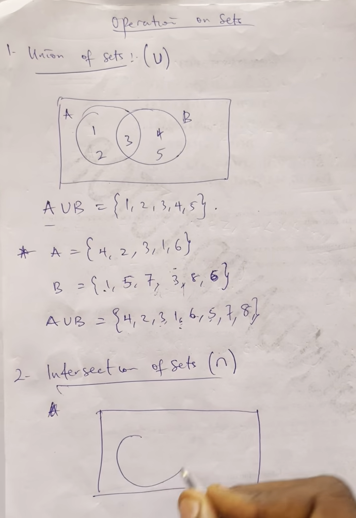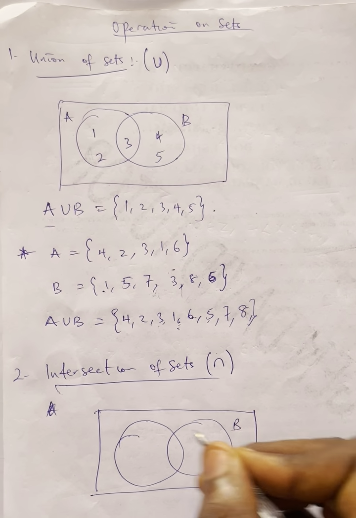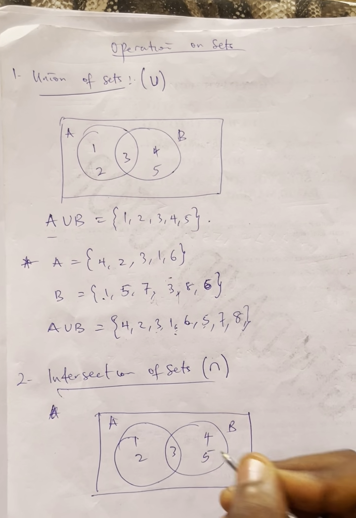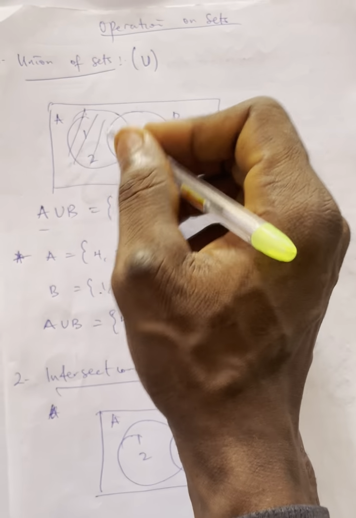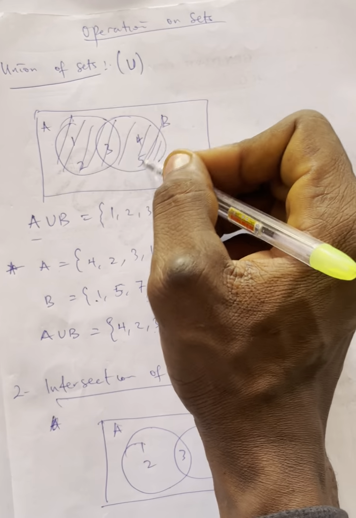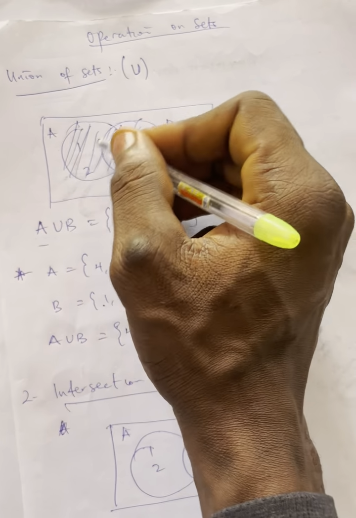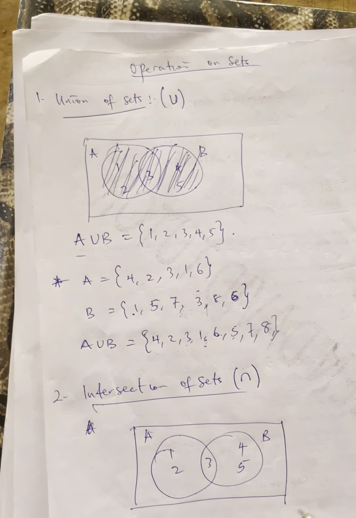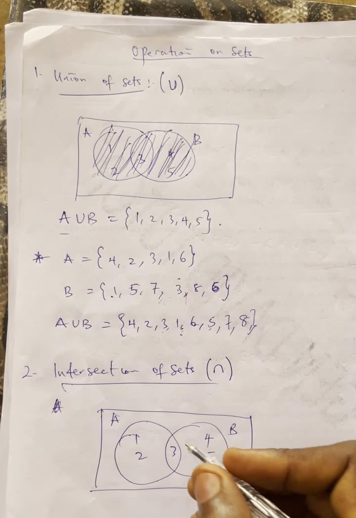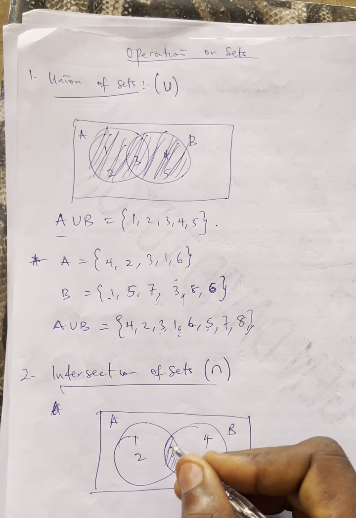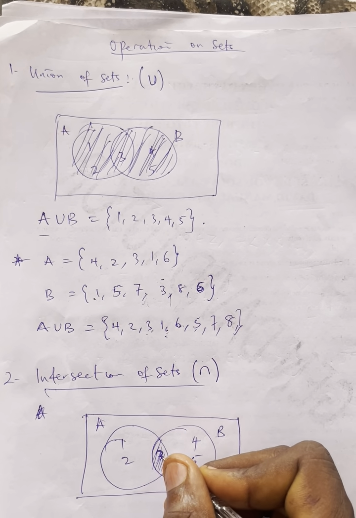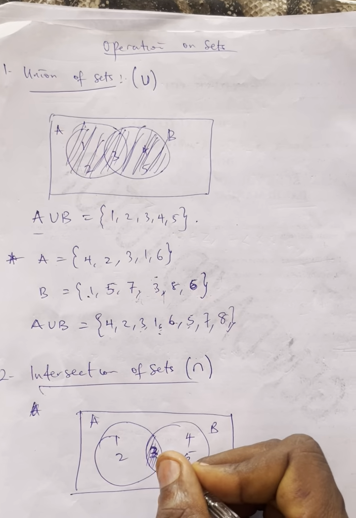I'm still using the previous structure. If you have B here and A here, you have 1, 2, 3, 4, 5. This place is the site for the union of the sets. But we are talking about the intersection of the sets. Intersection is just this, where they are in common. So what they have in common, don't forget, is 3.